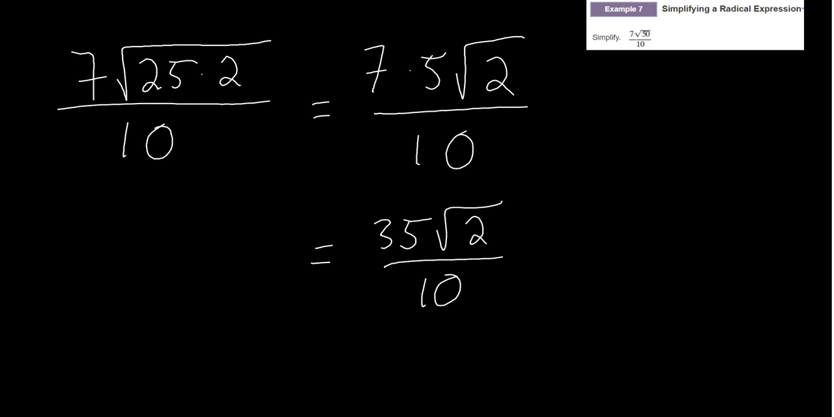And then my 35, I can reduce that. I know 7 goes into both. Actually, I don't want to do that. I said that backwards. 5 goes into 35 7 times on the square root of 2. And 5 goes into 10 2 times. So 7 on the square root of 2 over 2.